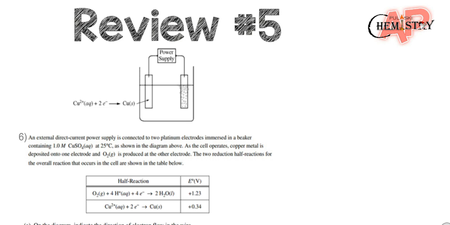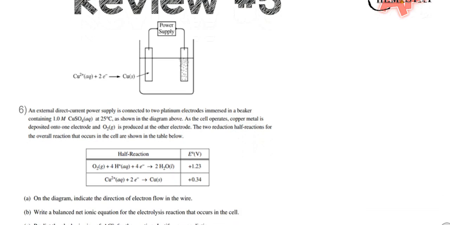Okay? It says an external direct current, DC instead of AC, power supply is connected to 2 platinum electrodes. Why platinum? Those are inert and they allow other compounds or other species to react or be reduced or oxidized. Immersed in a beaker containing copper sulfate. So the solution, it's just in one cell of copper sulfate, as shown in the diagram below.